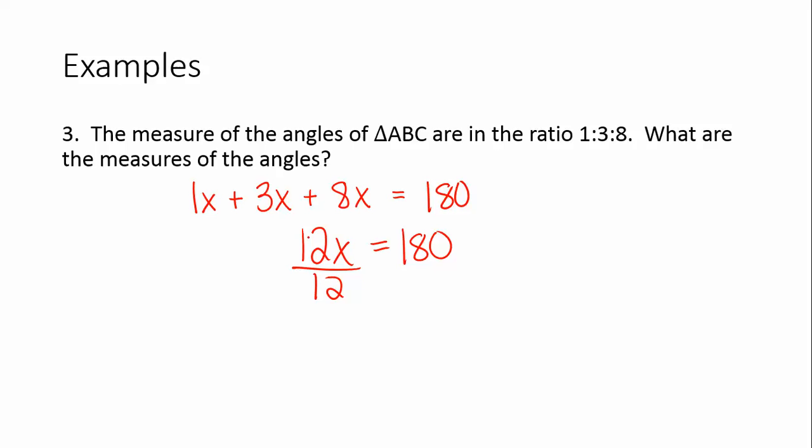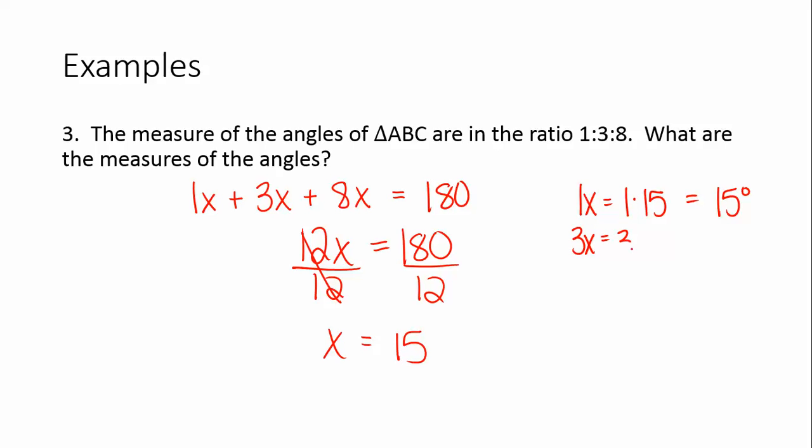If we divide both sides by 12, we get that x equals 15. But we're asked for the measures of the angles of the triangle. So we know that one angle is 1x. Well, that's just 1 times 15. So one angle measure is 15 degrees. The next angle measure was 3x, or 3 times 15. That's 45 degrees. The final angle measure was 8x, or 8 times 15.